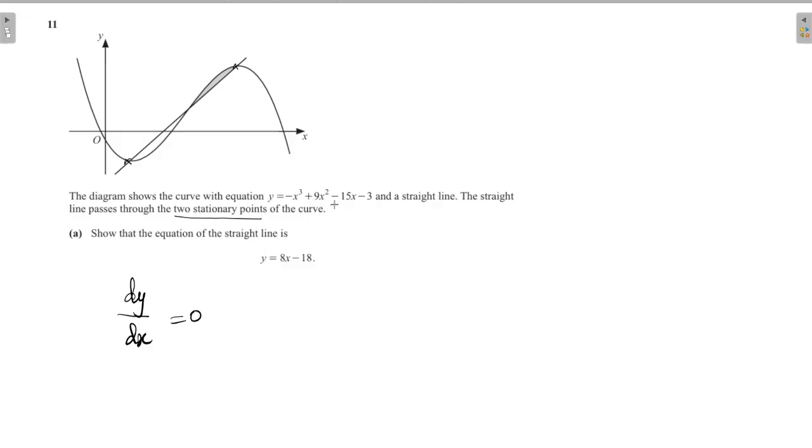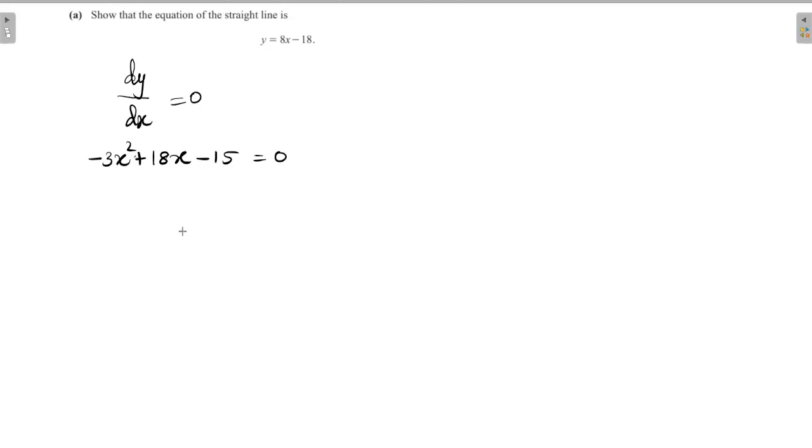Let us differentiate the equation of the curve. So dy by dx is minus 3x square plus 18x minus 15, which is equal to 0. Divide by minus 3 throughout the equation. So this equation is going to be x square minus 6x plus 5 equals 0. Let us factorize and find the two values of x.